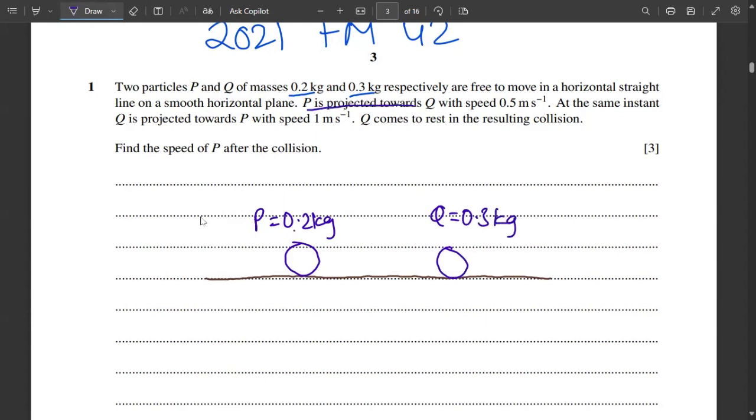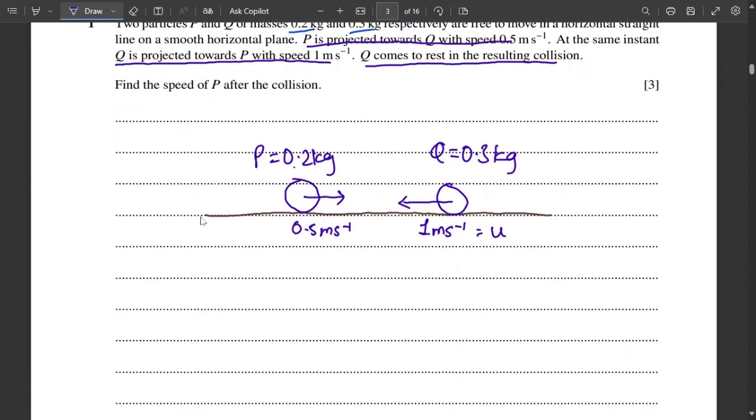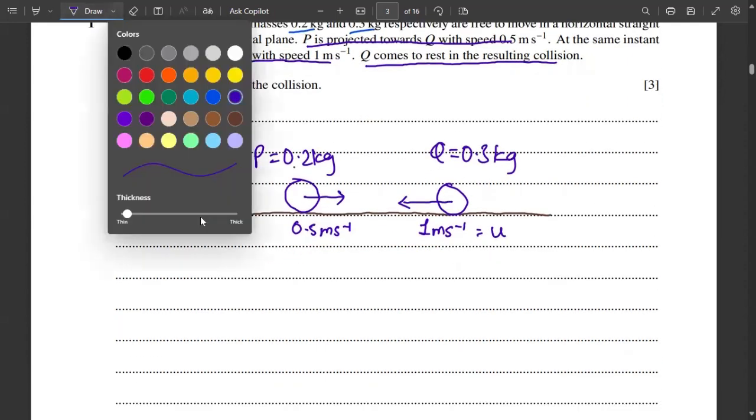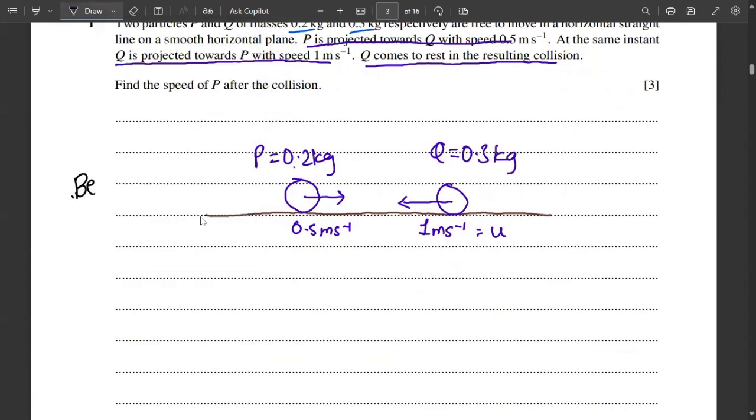P is projected towards Q with a speed of 0.5 meter per second. At the same instant, Q is projected towards P with a speed of 1 meter per second. Q comes to rest in the resulting collision. That means this is the initial velocity, and after the collision, let this be. This is before the collision.